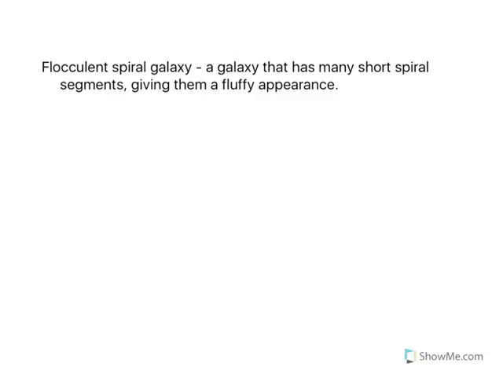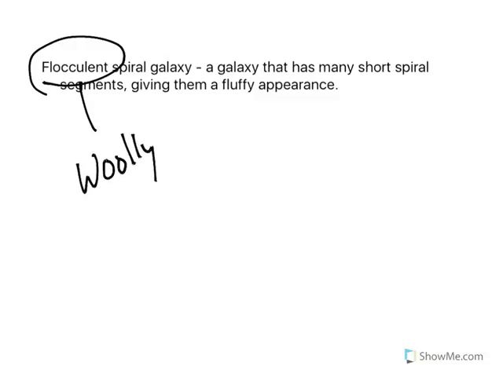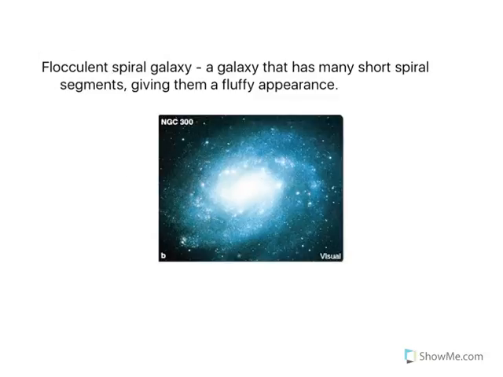A flocculent spiral galaxy is a galaxy that has many short spiral segments, giving them a fluffy appearance. The word flocculent means woolly. So these galaxies look fluffy or woolly. Let's look at an example. So here we have NGC 300. This is the name of the galaxy, and it's in the corner of the image, NGC 300.